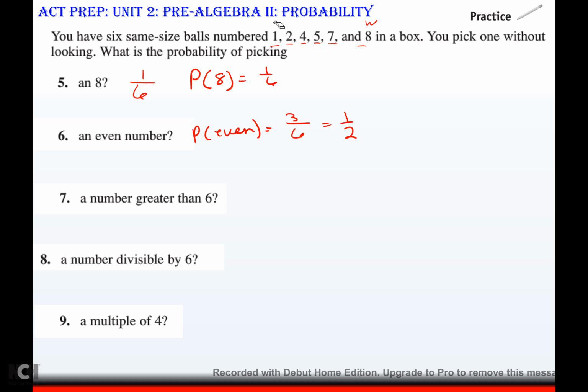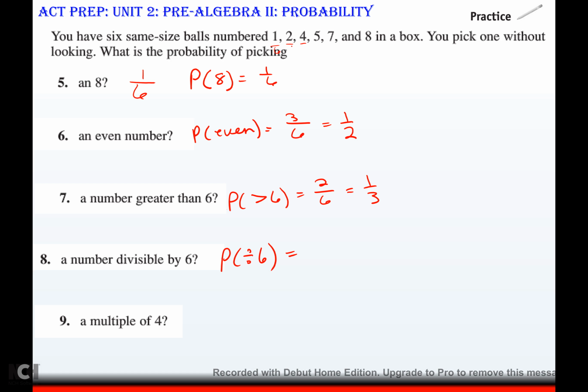A number greater than 6, so anything bigger than 6 is a winner. That would be 7 and 8. So the probability of a number greater than 6 would be 2 out of 6, which reduces down to 1/3. Okay, the probability of the number being divisible by 6.